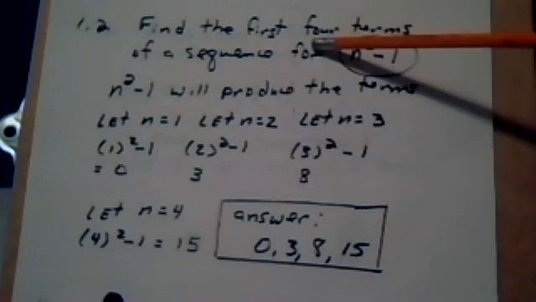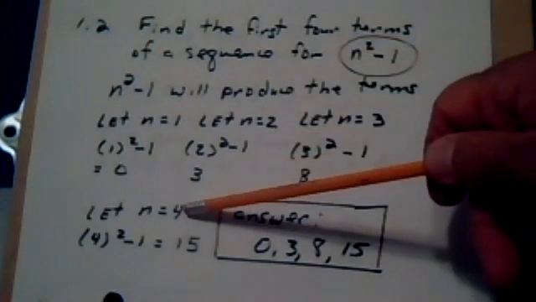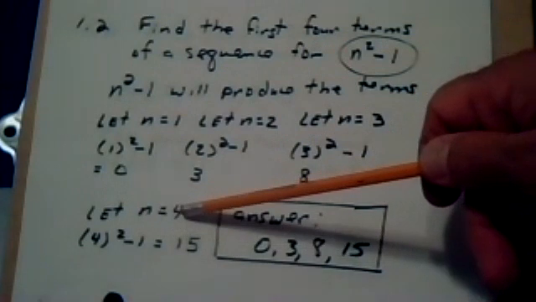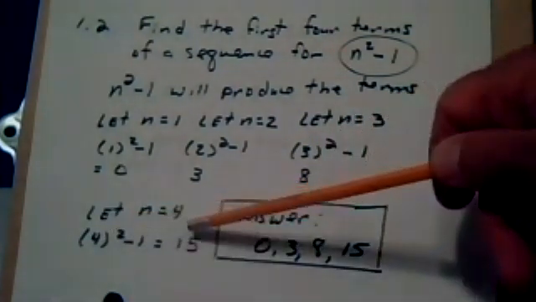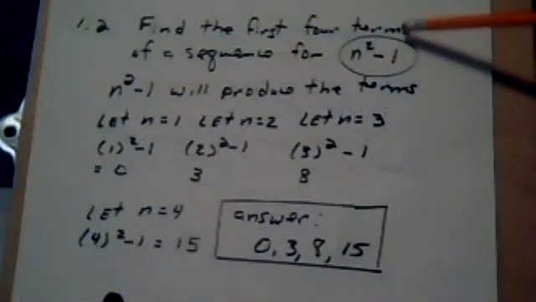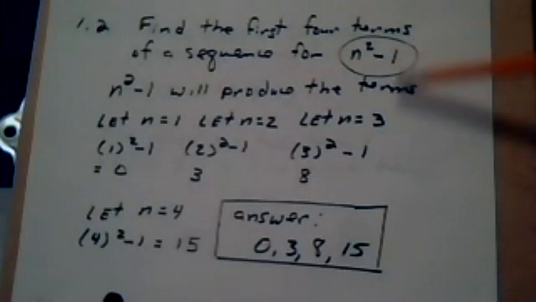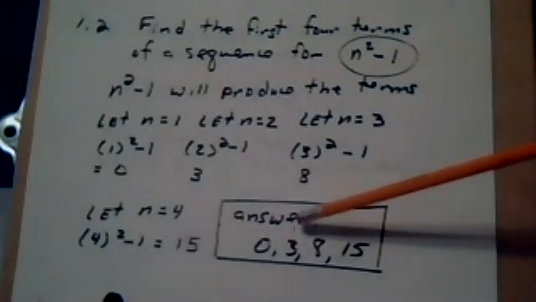And finally, we're going to create the fourth term by plugging in n equal 4 for the n. 4 squared is 16 minus 1 is 15. So the first four terms of the sequence generated by this expression are 0, 3, 8, and 15.